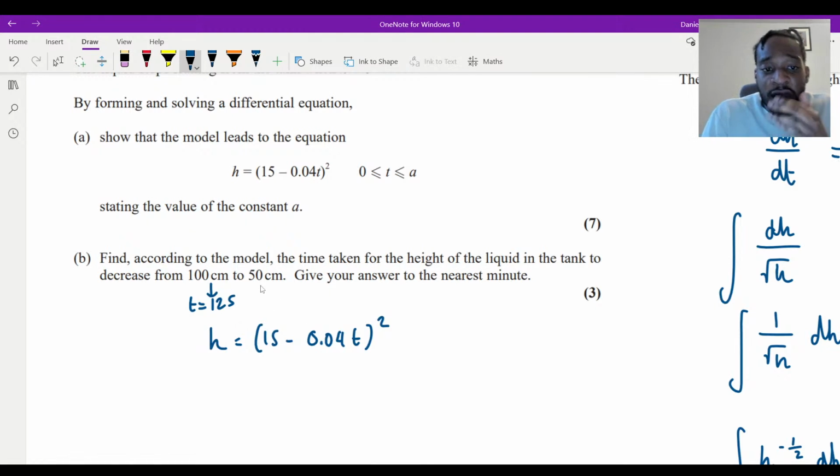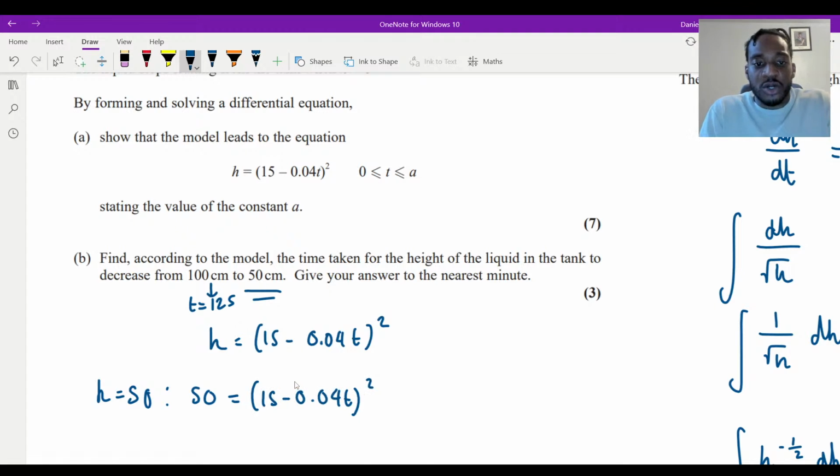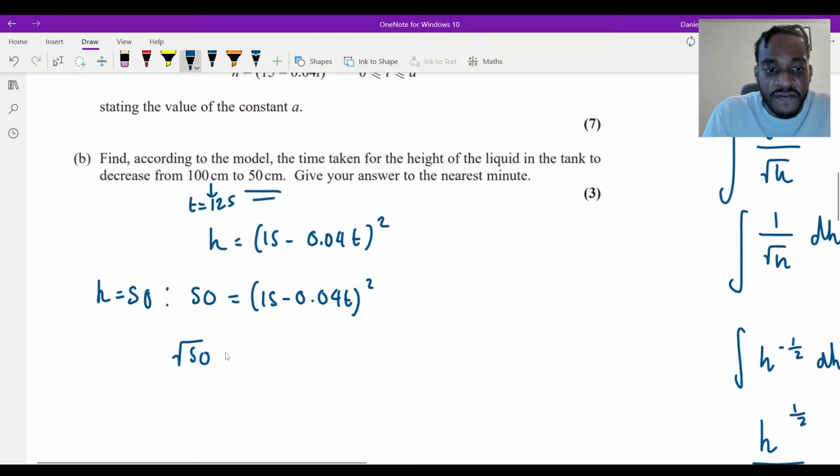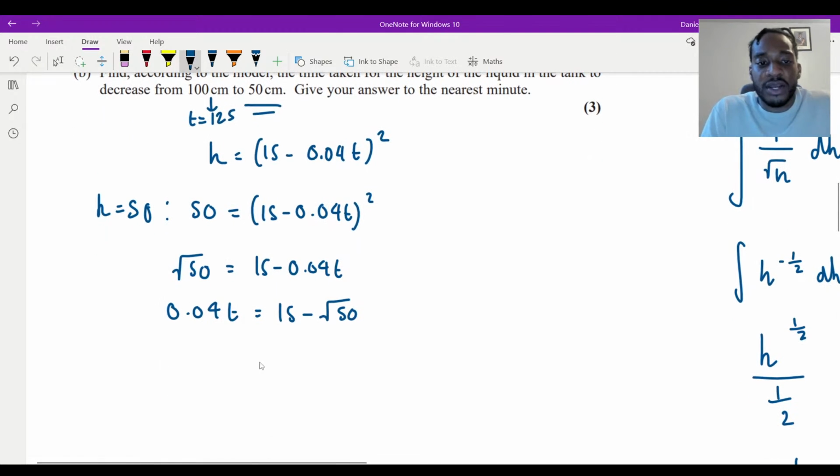But what we need to do now is figure out the value of t when h is 50. So we're just going to say h is equal to 50 for this one right here. 50 is going to equal (15 minus 0.04t) all squared. Square rooting that, root 50 is going to equal 15 minus 0.04t. Then I'm going to add 0.04t and subtract root 50. So I'm going to get 0.04t equals 15 minus root 50. And then I'm going to divide by 0.04 to get t.